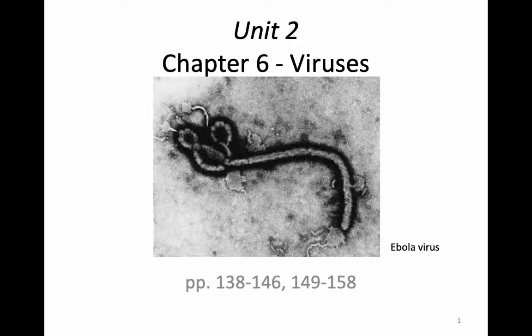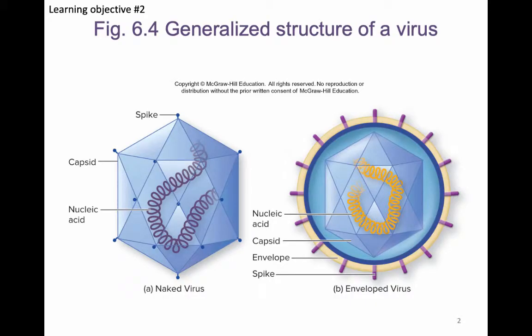Unit 2 starts with Chapter 6, which is about another group of microorganisms, the viruses. Virus general structure can be either considered naked or enveloped. So first we'll discuss the naked viruses, which in the interior contain a nucleic acid that can be either DNA or RNA. Surrounding the nucleic acid is a layer called the capsid, which is made up of smaller subunits called capsomeres, and the capsid is made of protein.